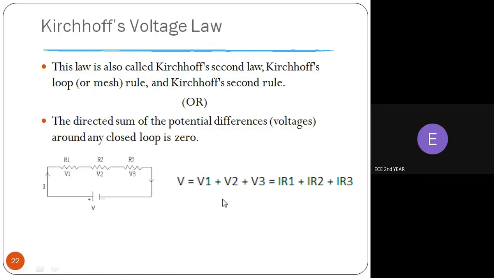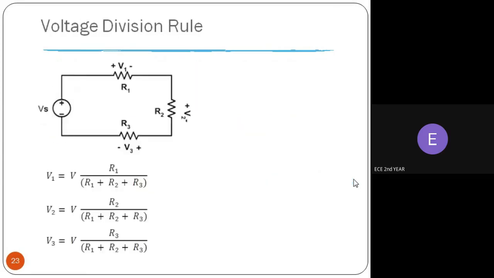V1 can be written as I into R1, V2 can be written as I into R2, and V3 can be written as I into R3. Replacing these, V is equal to I into R1 plus I into R2 plus I into R3, which is Kirchhoff's voltage law. Next one is the voltage division rule.